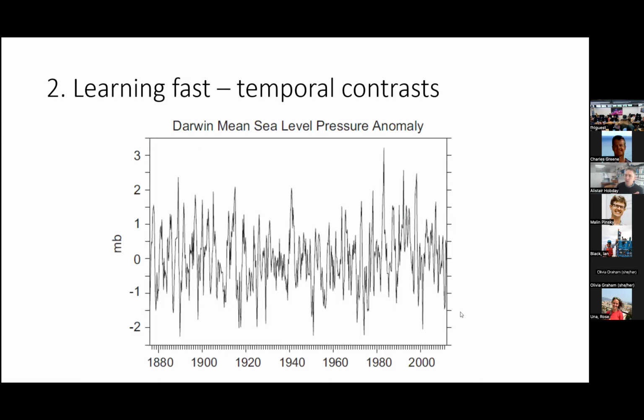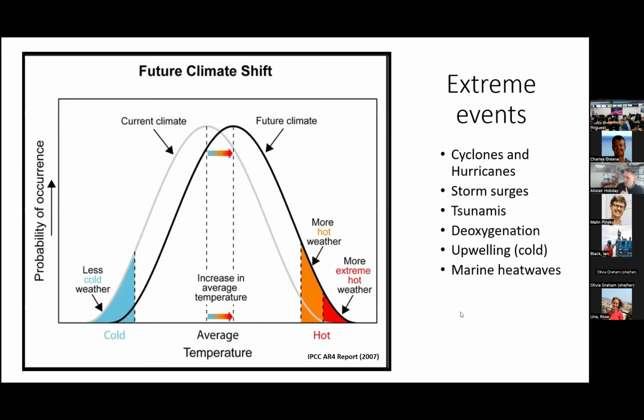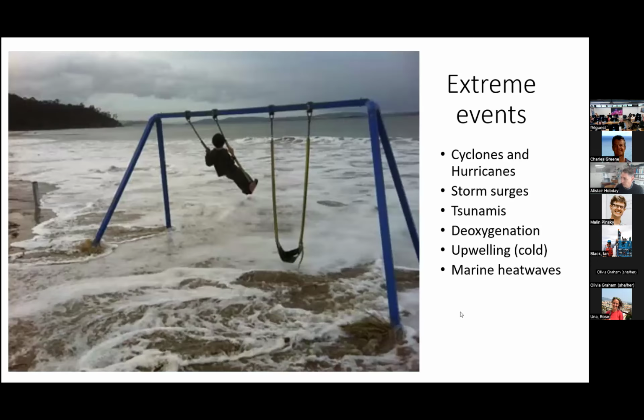And so, for example, looking at what happens in El Nino or La Nina years. And that's a really good way of learning very quickly about how a system operates. And so with regard to climate then, we're going to see both shifts in the mean condition, which is where these hotspots are, as well as the extreme events and the spatial and temporal contrasts. And so under a future climate in these rapidly warming areas, we're going to see a fair bit more in extreme events, like cyclones or storm surges or deoxygenation events and marine heat waves as one of those examples.